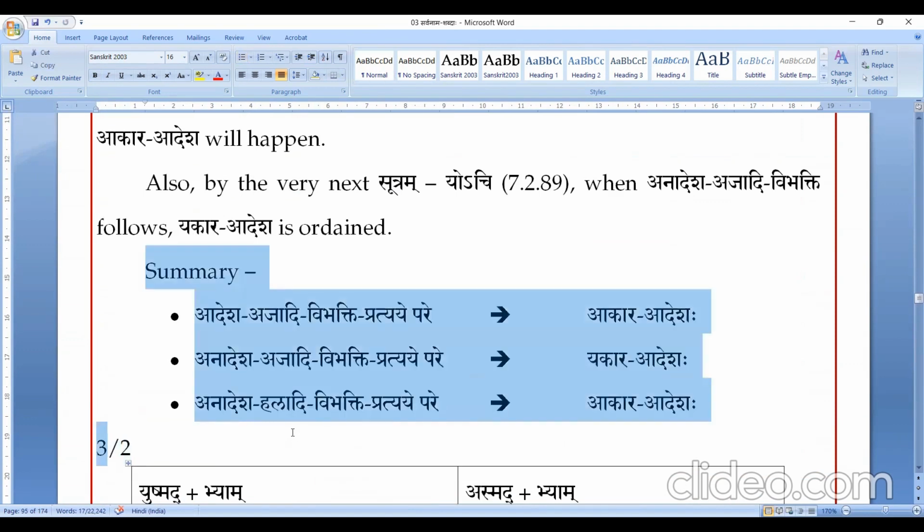Okay, the summary, a three-line summary. So we'll stop here. I'll send you this, you can go through it.